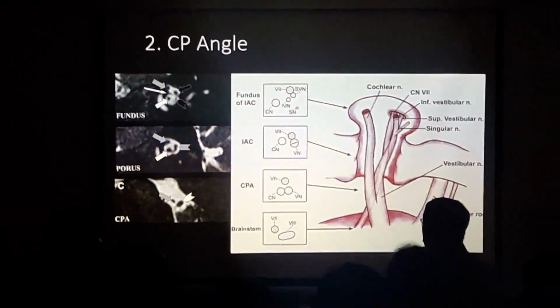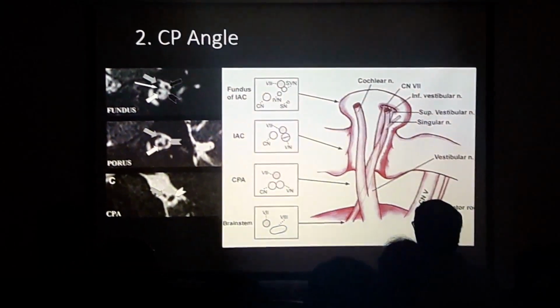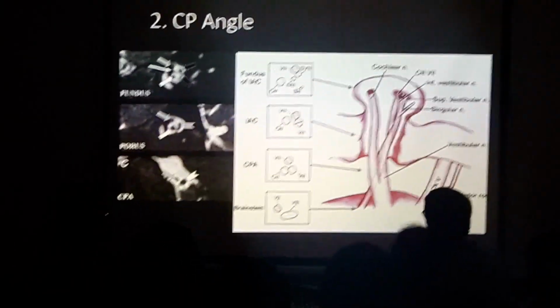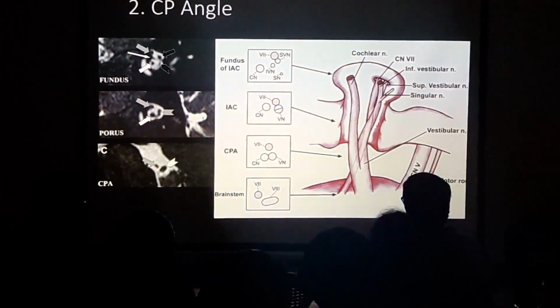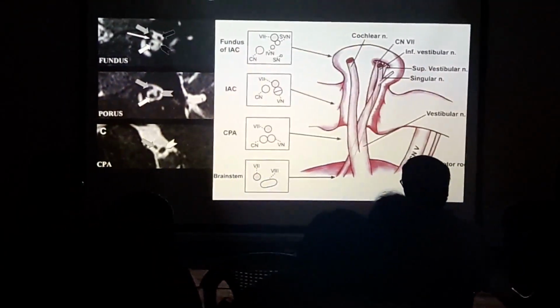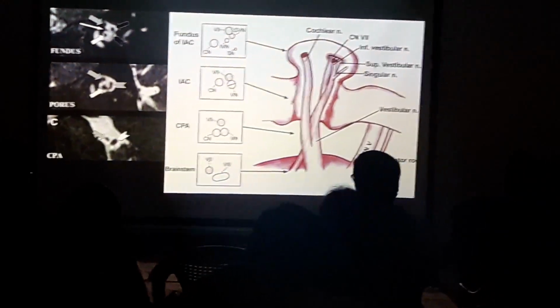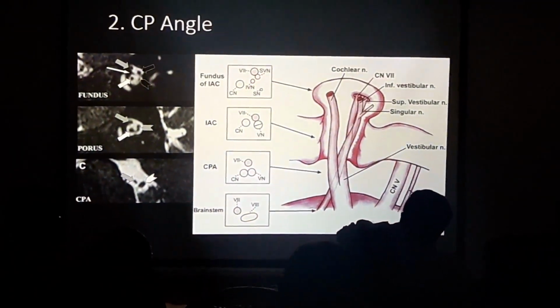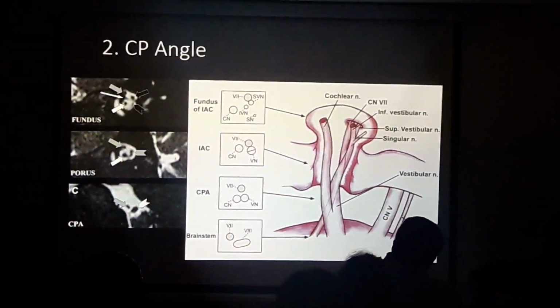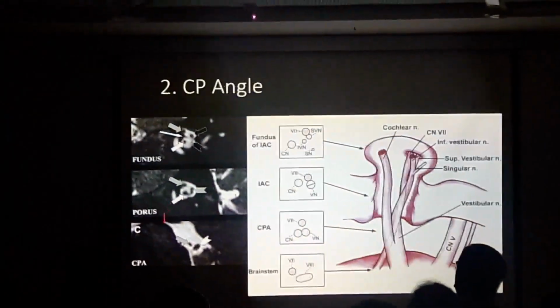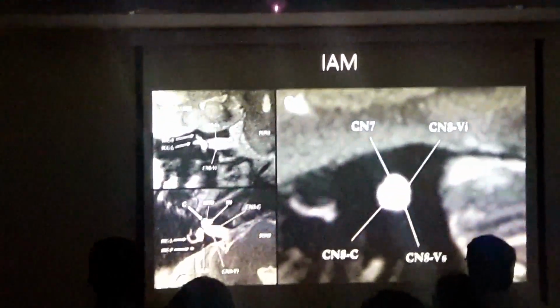Once we come to the fundus of the internal canal, this is how it is situated. Here we can see anterior superiorly the facial nerve. Then inferiorly we have the cochlear nerve. You can see the thickness is a little thicker than the facial nerve. Posterior superiorly we have the superior vestibular nerve, and posterior inferiorly the inferior vestibular nerve. Sometimes the singular nerve can be seen. So this orientation we should identify.